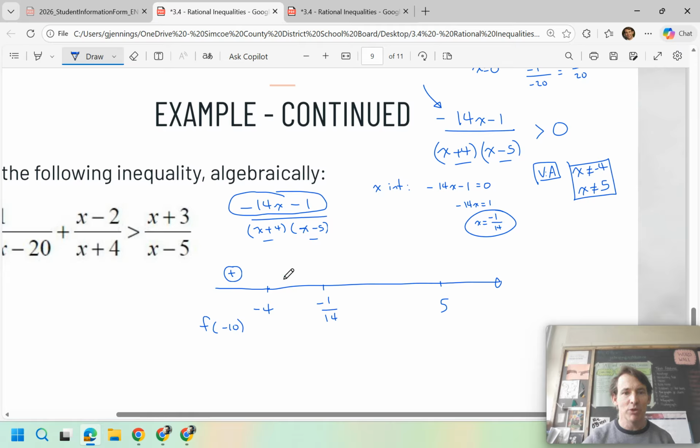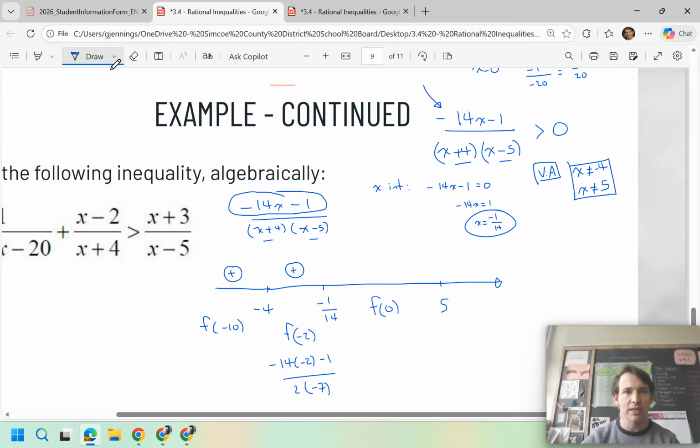All right. In between, let's test f at minus 2. So I might write these out, minus 14 times minus 2 minus 1 over minus 2 plus 4 is 2 times minus 2 minus 5 is minus 7. So I can see here this is still positive in this range in here. Okay, and then we might flip signs here because this is our 0. This is our x-intercept, so in between, let's test f at 0.